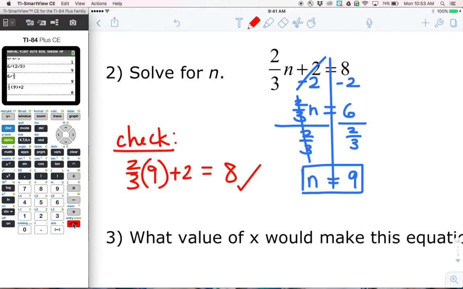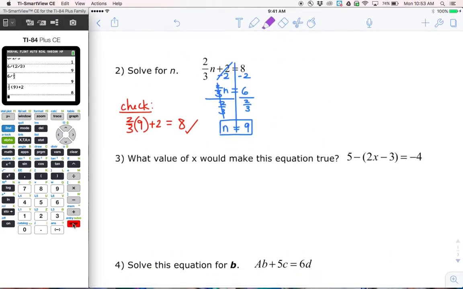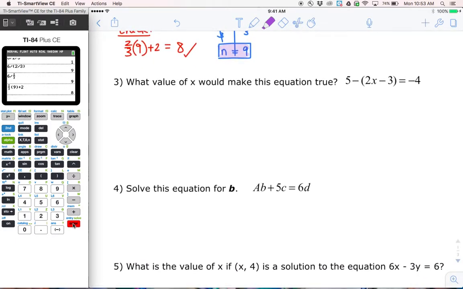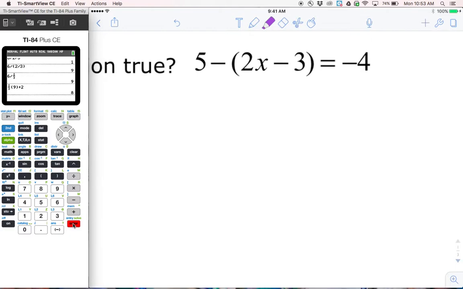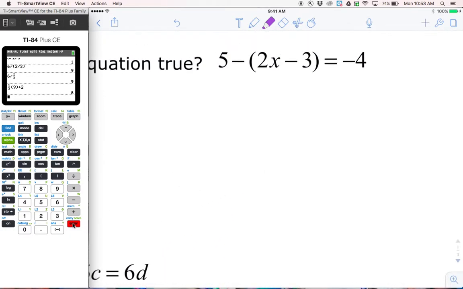Okay, moving on. Let's look at problem 3. All right, in problem 3, we are asked a question in kind of a strange way. It says, what value of x would make this equation true? Well, look at what we've been given. Guys, we're doing the same thing. We're just solving here. They just asked this kind of in a different way.